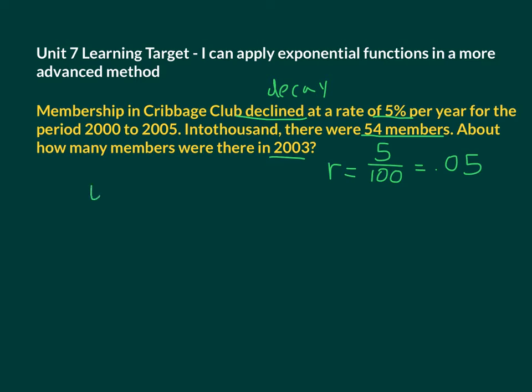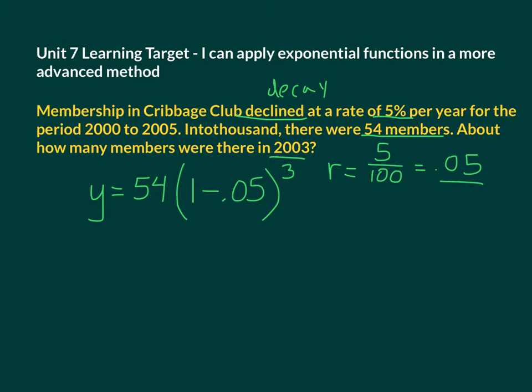Looking at this equation, we'd have y equals, what are we starting with? 54 times, we are decaying at a rate of 0.05, so we'd have 1 minus 0.05 to a certain time. From 2000 to 2003, that's 3 years.